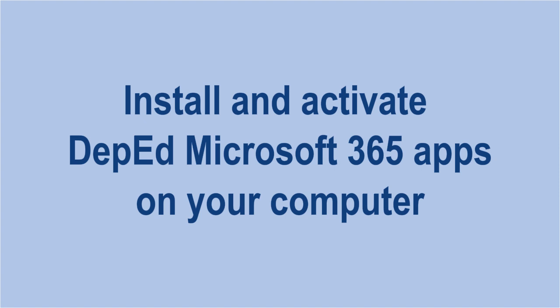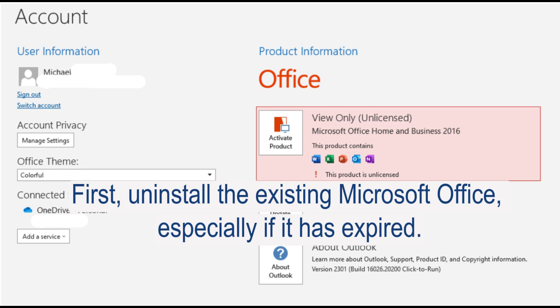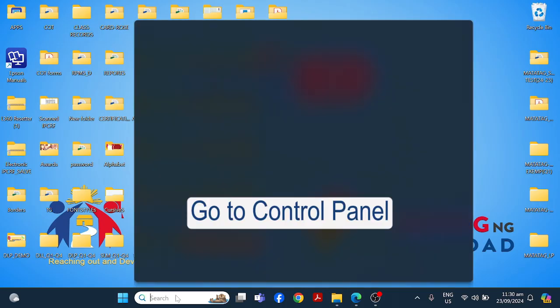Install and activate DepEd Microsoft 365 apps on your computer. First, uninstall the existing Microsoft Office, especially if it has expired. Go to Control Panel.